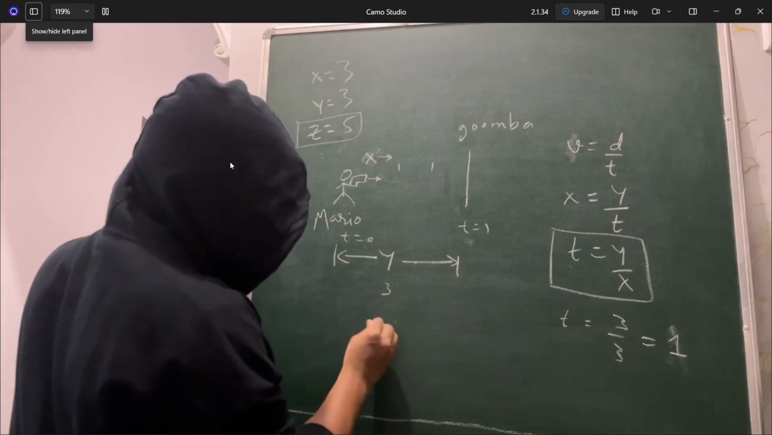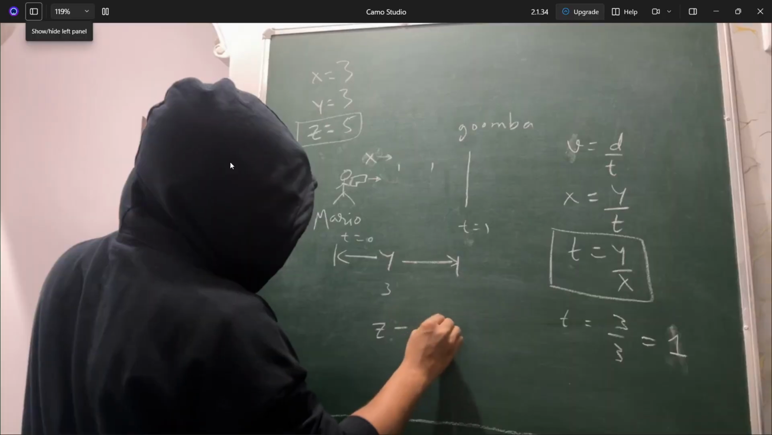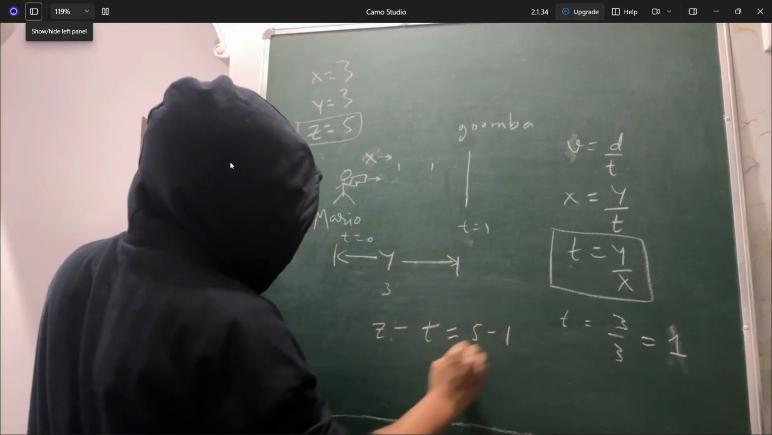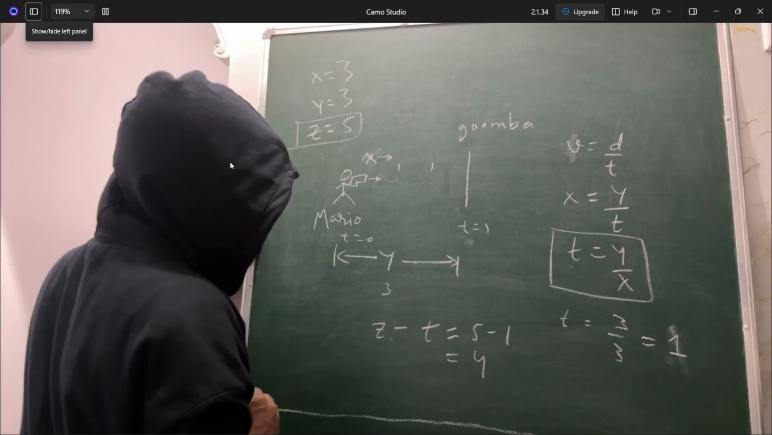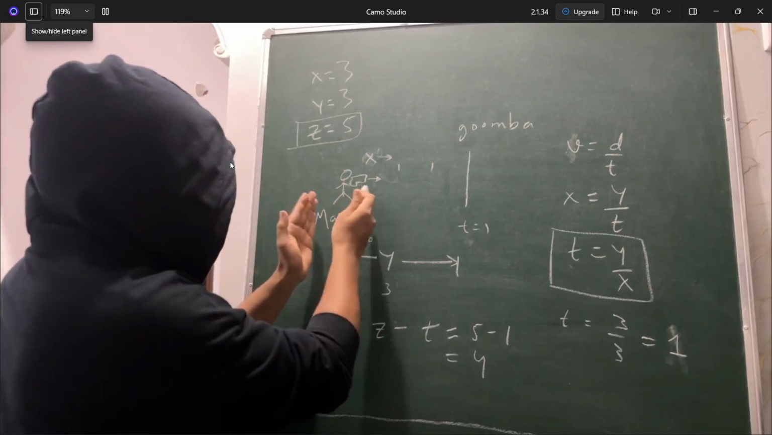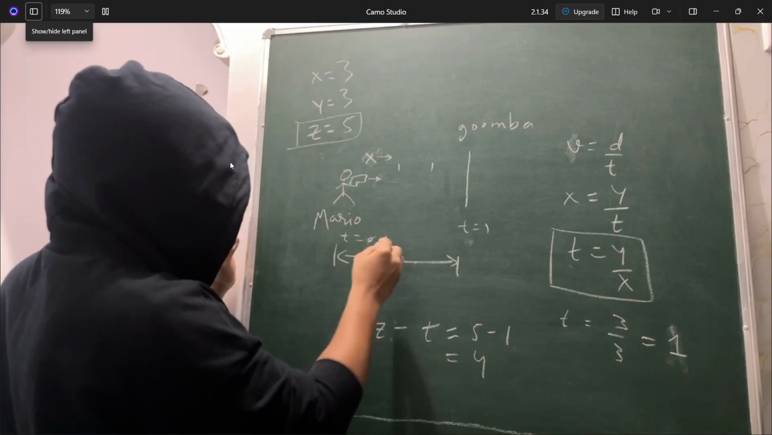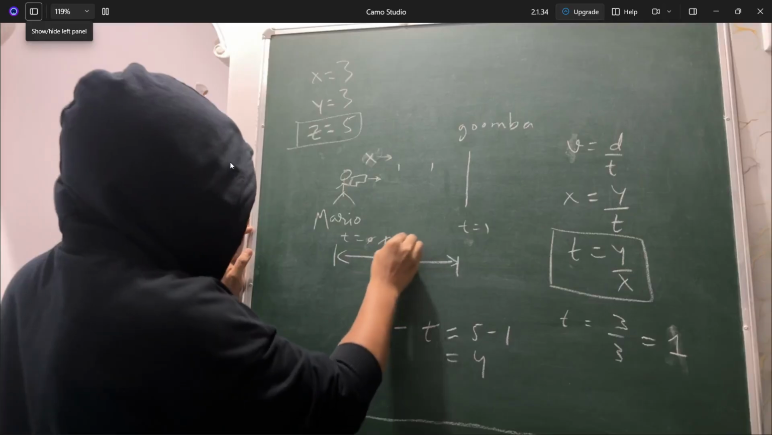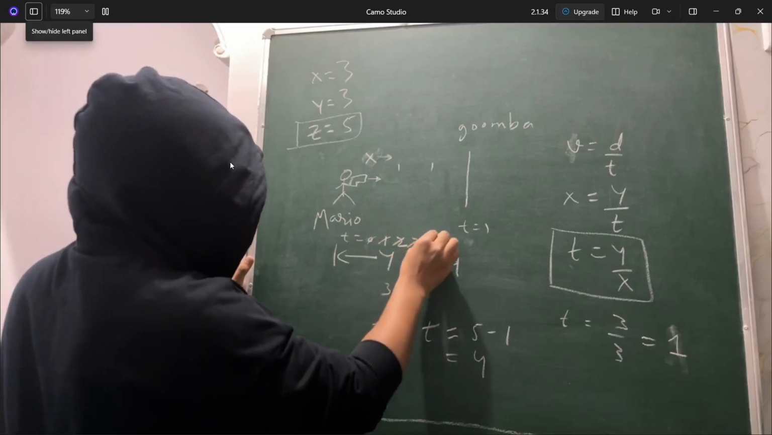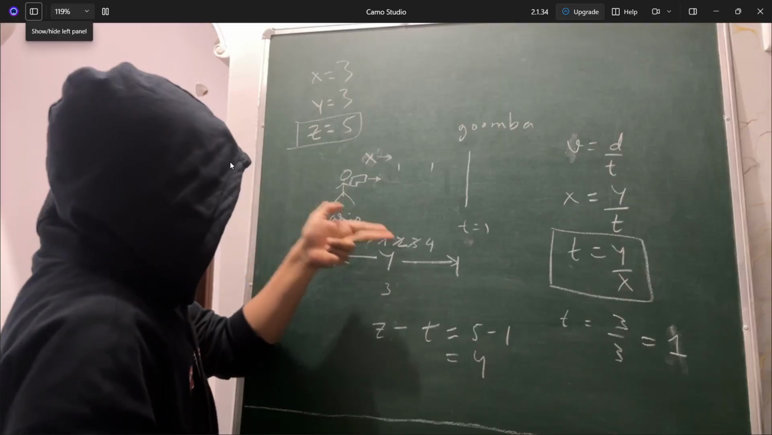So if you take z minus this time t, this will give you 5 minus 1, which is 4. So let's say you are waiting till 4 seconds. So time is equal to 0, you are waiting. Time is equal to 1, you are not shooting. Time is equal to 2, you are not shooting. When time is equal to 3, you are not shooting. When time is equal to 4, you will shoot.